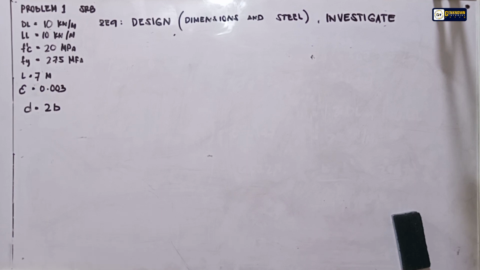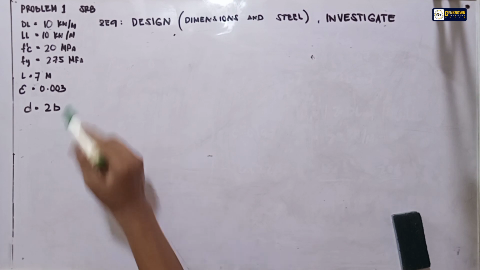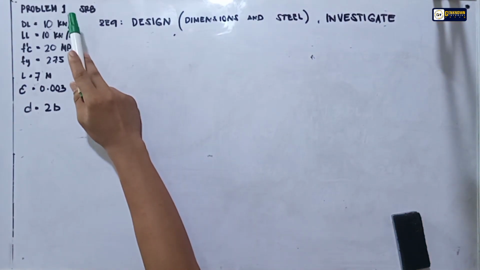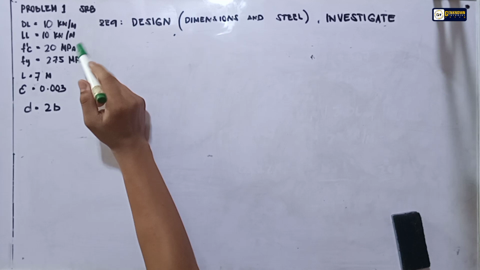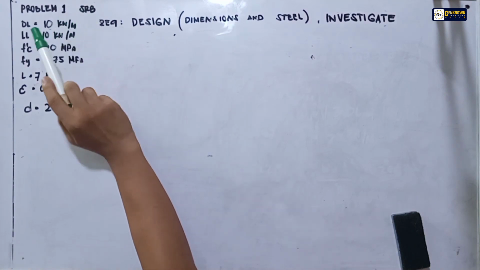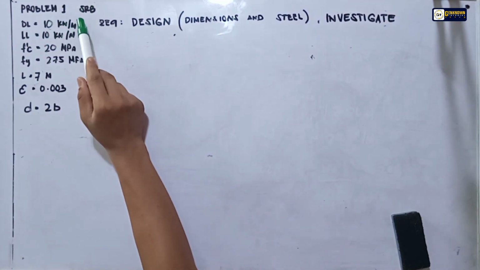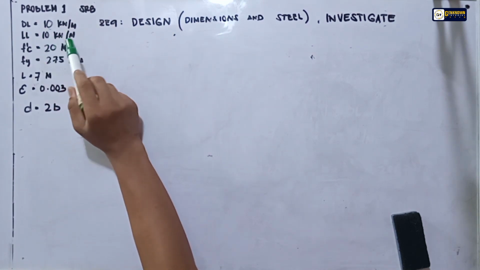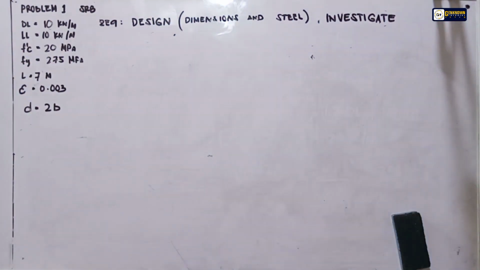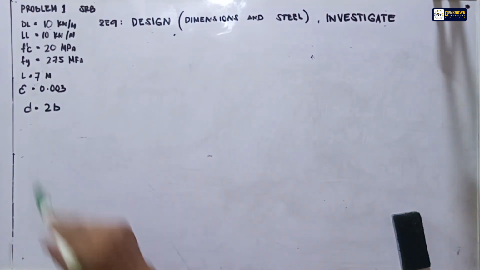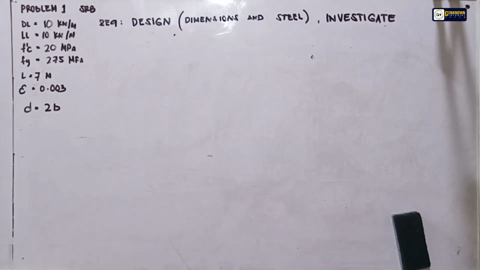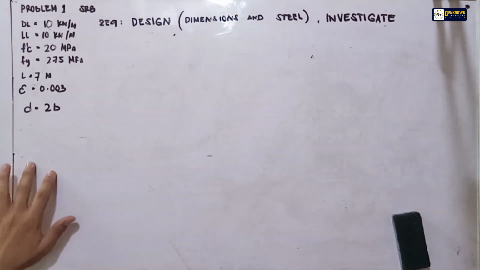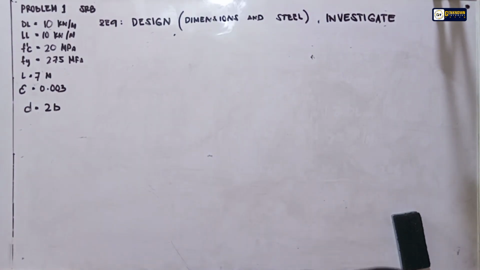So under the first given, we have the dead load. I-assume na natin na ang dead load natin here is kasama na yung self-weight ng beam natin. Okay, the second given, we have the live load. By the way, ang dead load natin, as you can see, we have 10 kN per meter. Sa live load naman, meron tayong 10 kN per meter, and for the F prime of C, we have 20 megapascal. Ang Fy naman natin is equal to 275 megapascal. Ang length ng beam natin is 7 meter, and we will be using 0.003 for the strain, and i-assume natin na ang depth natin is twice ng base.